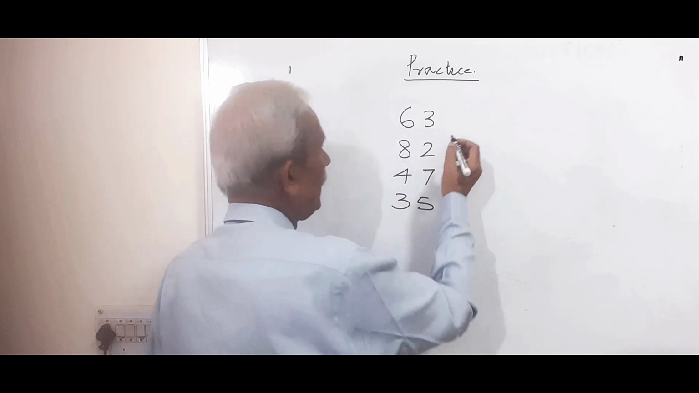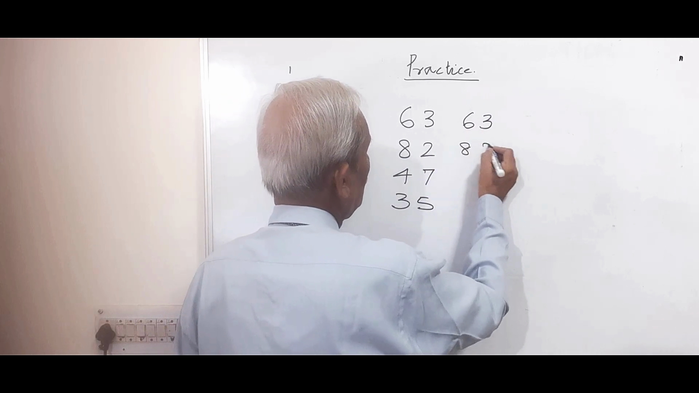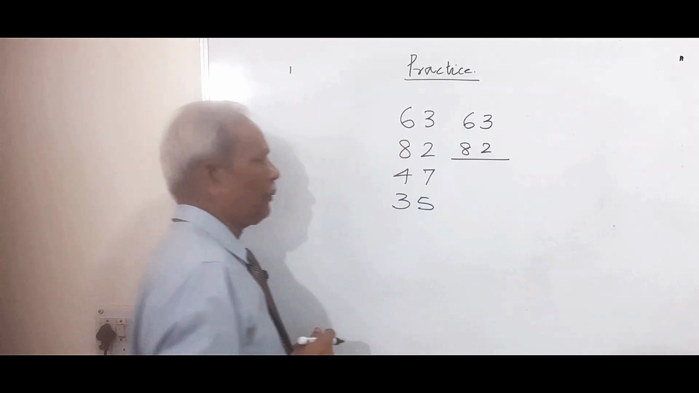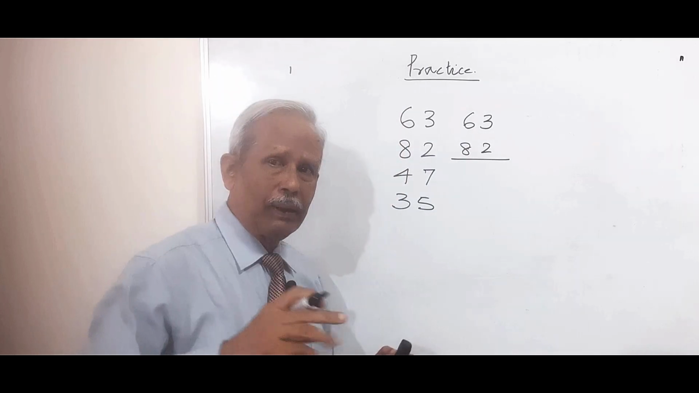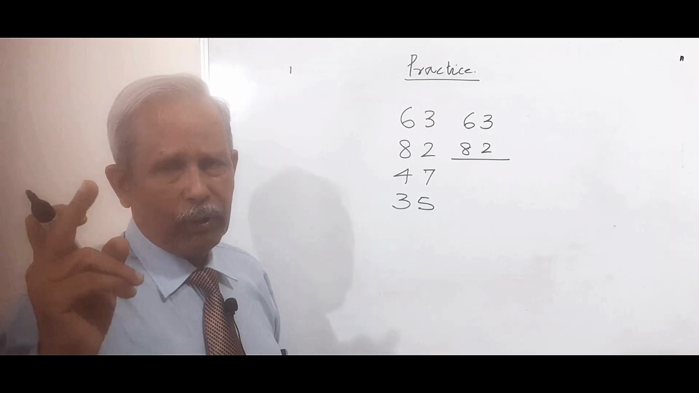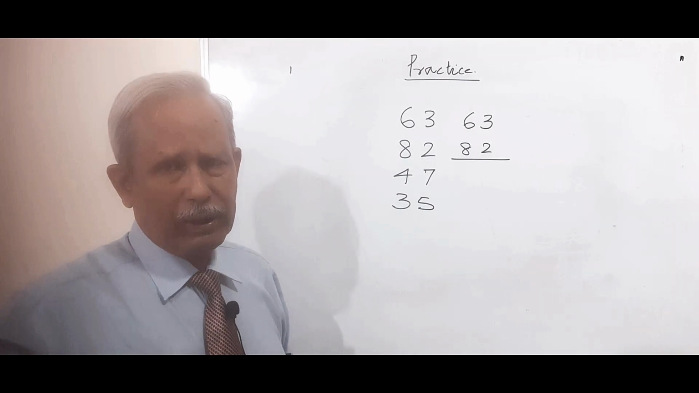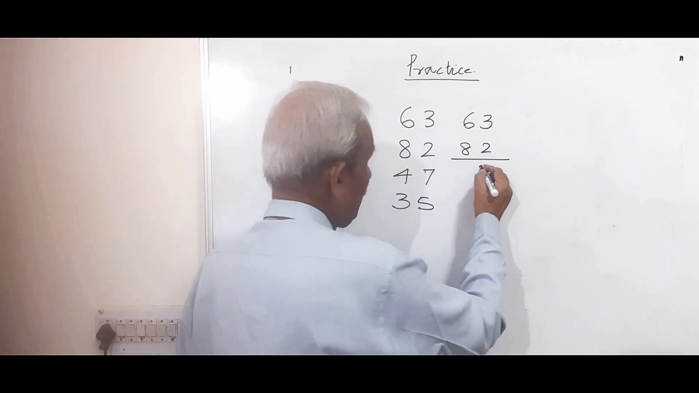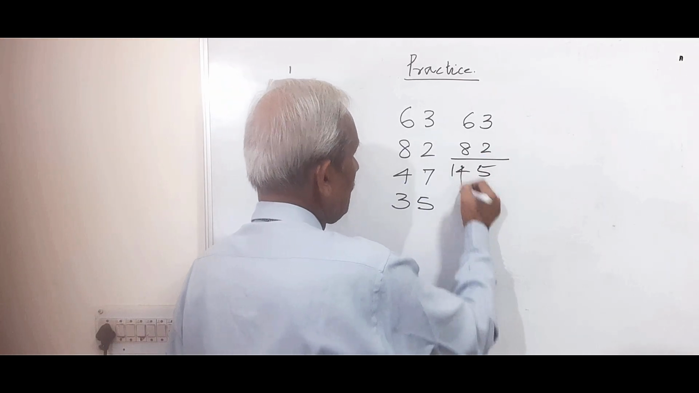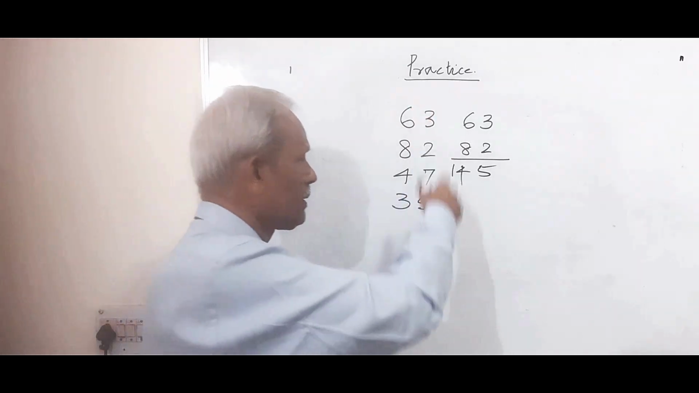In the beginning, it's better you start like this. Make two numbers only, 63 and 82. Now here again, as you did in case of the single digits, 3 plus 1, 4, 4 plus 2 is 6, 7 plus 3 is 10, 8 plus 5 is 13. Like that here, 3 plus 2 is 5, 8 plus 6 is 14.